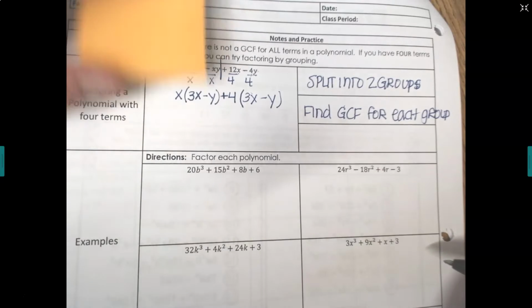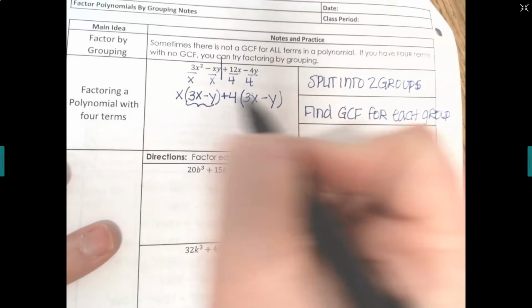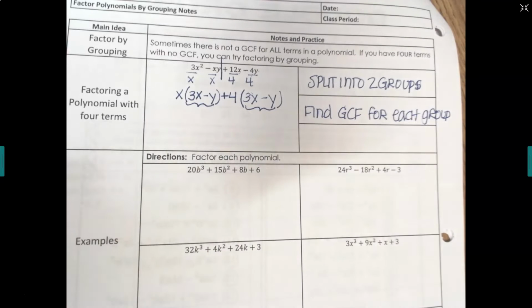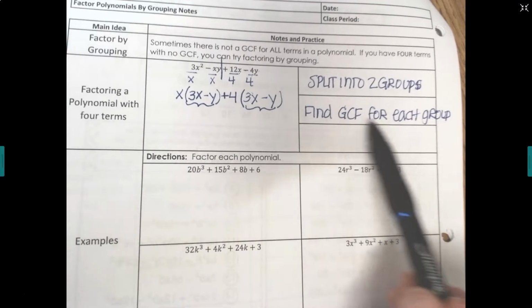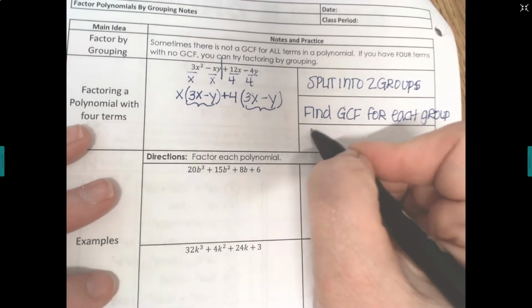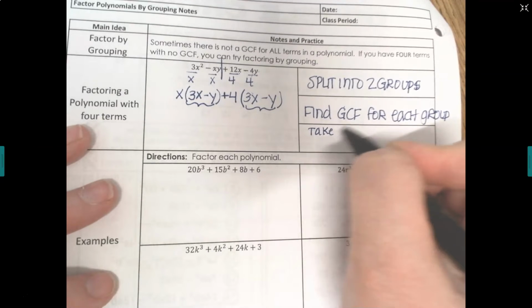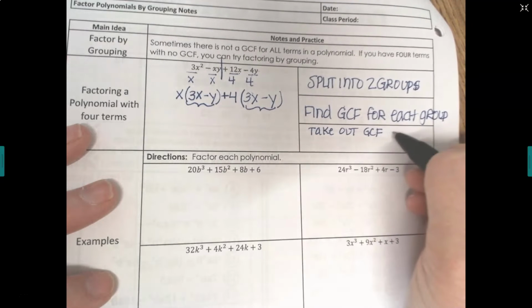So when I look at the whole thing together, at this point, this and this should match. If these are matching, you've correctly factored. So we found the factors for each group. Our final step is to take out the GCF and write in factored form.